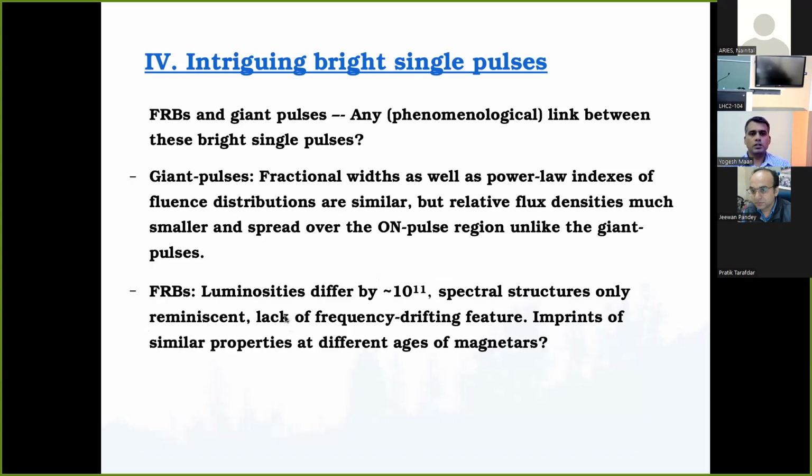So in this context, if we also compare the properties of these bright pulses with giant pulses as well as FRBs, there are stark differences as well. So we can't really conclude at this point whether there is a one-to-one correspondence between these bright pulses and the other known pulses which have shown similar spectral properties.